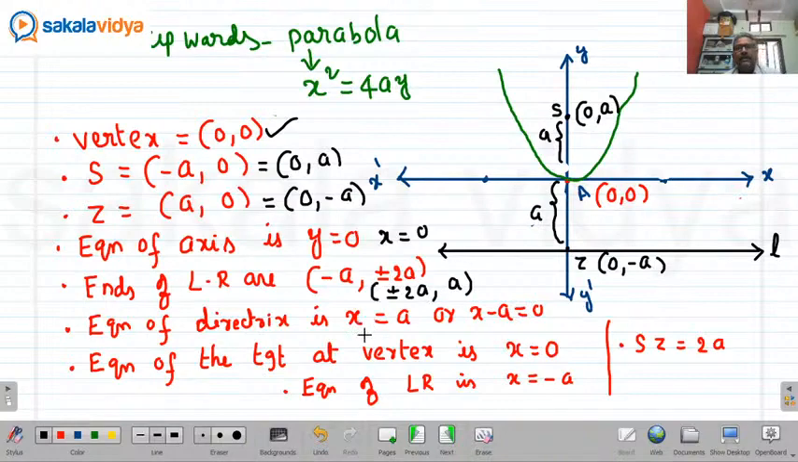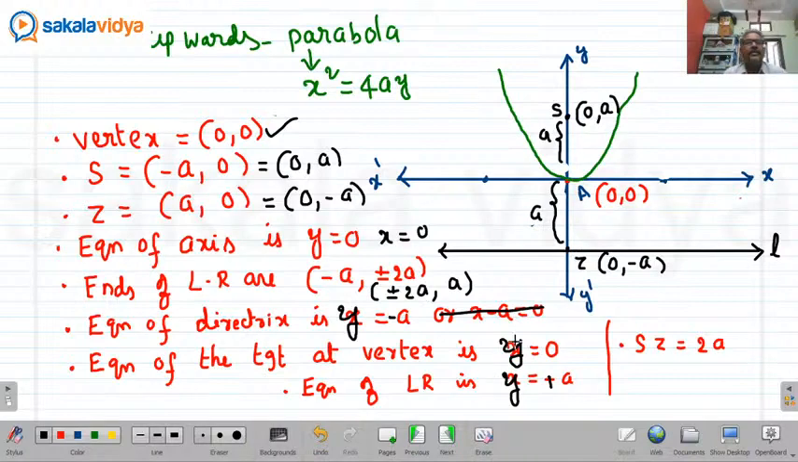Now the equation of the directrix is y equals to minus a. Equation of the tangent at the vertex, y is equal to 0. Equation of the latus rectum is y is equal to a. SZ is equal to a. SZ is equal to 2a.